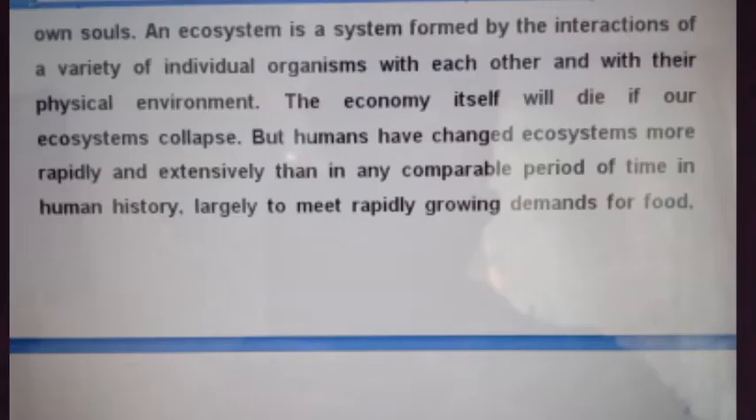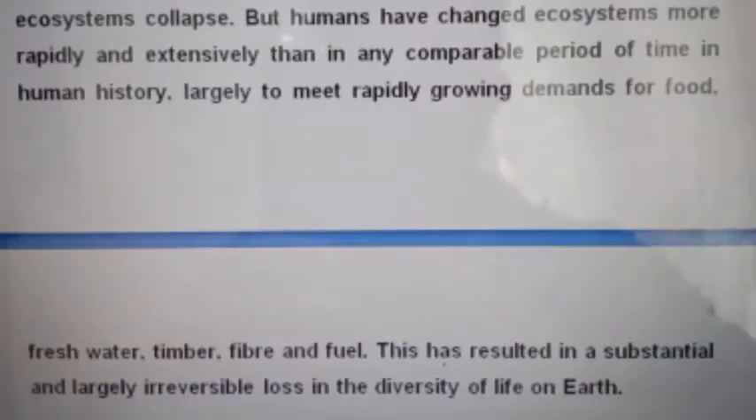But humans have changed ecosystems more rapidly and extensively than in any comparable period of time in human history, largely to meet rapidly growing demands for food, fresh water, timber, fiber, and fuel. This has resulted in a substantial and largely irreversible loss in the diversity of life on Earth.